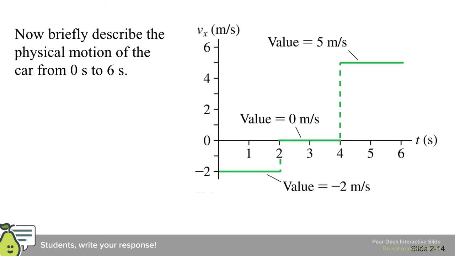It says, now briefly describe the physical motion of the car from 0 to 6 seconds. Well, we know that for the first 2 seconds, the car is heading, let's say, leftward at 2 meters per second at a constant rate, and then it brakes and stops for 2 seconds, and then it reverses direction, so it's going the other way, and it's going more than twice as fast, 5 meters per second the other way.